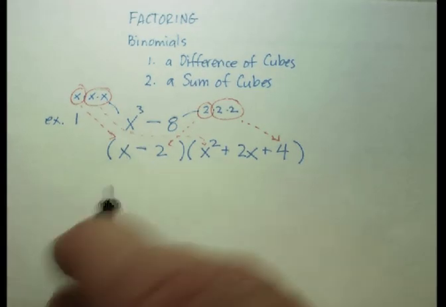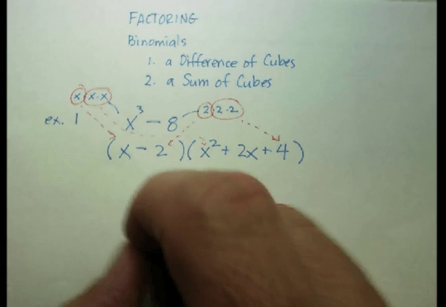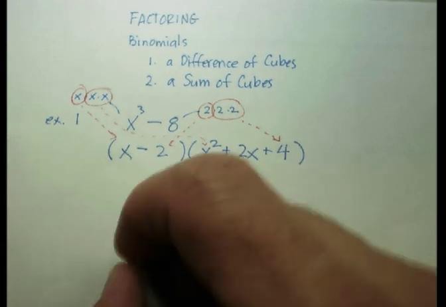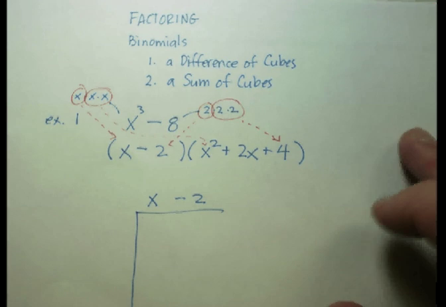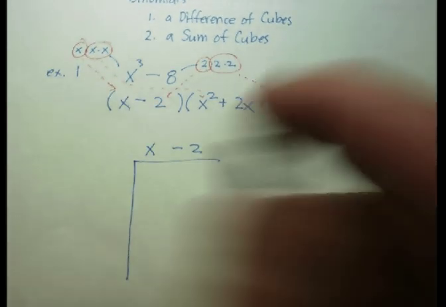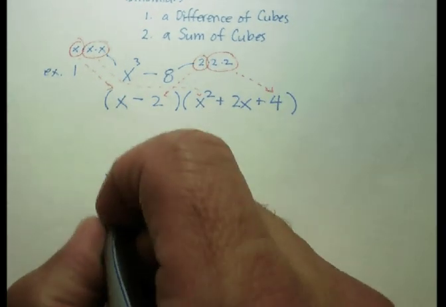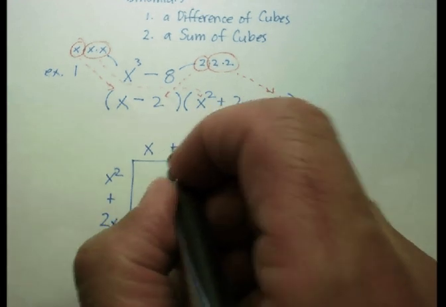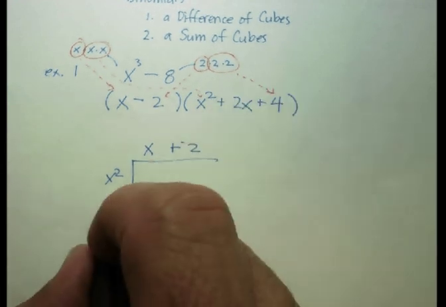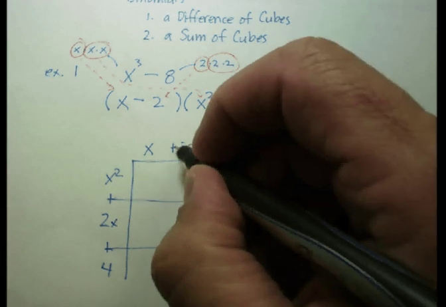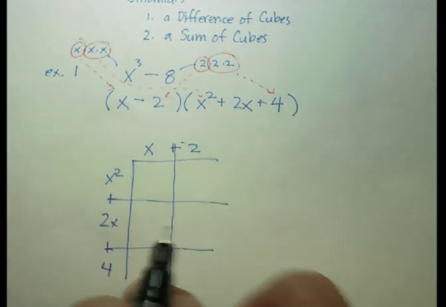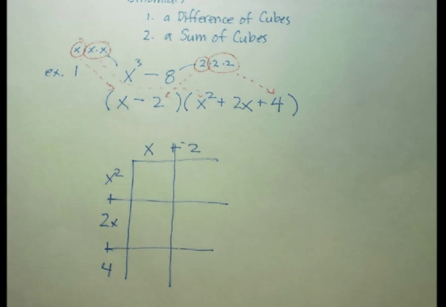That's why we call this factoring. Let me show you how to do that. If I've got x minus 2, let's put this in the box method. You'll notice I had the box method in a previous video. X squared plus 2x plus 4. Let's make that plus the opposite. Wherever I have a plus, I'm going to draw a line.